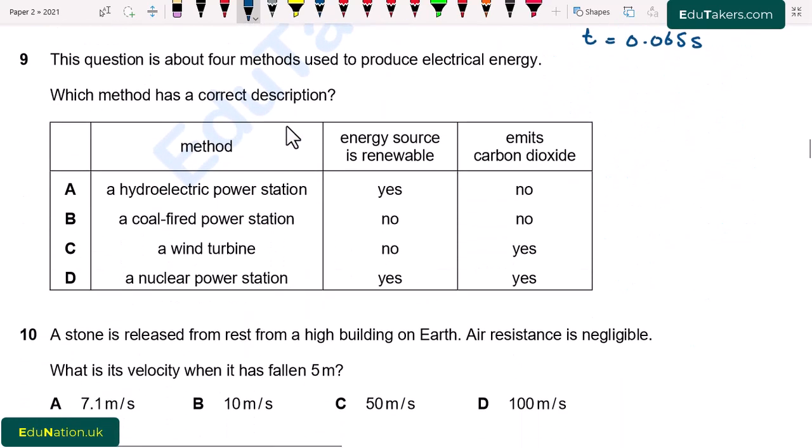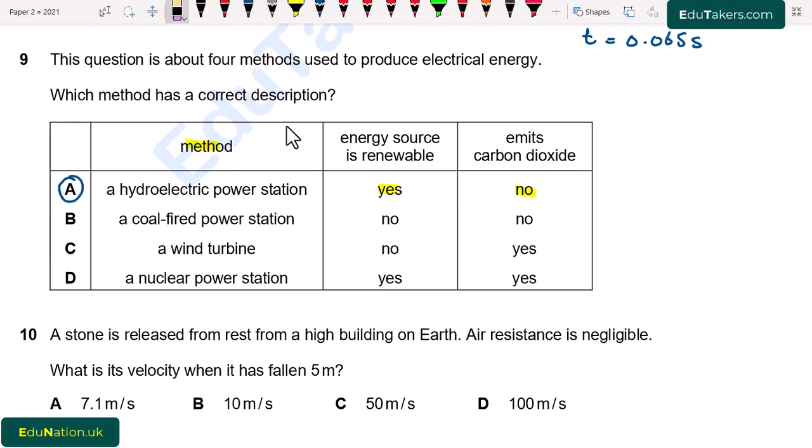Question number 9. This question is about 4 methods used to produce electrical energy. Which method has the correct description? Here is methods. Energy source is renewable, emits carbon dioxide. Option A is hydroelectric power station. It's a renewable, yes, and no emission of carbon dioxide. So this option is correct. Option A.